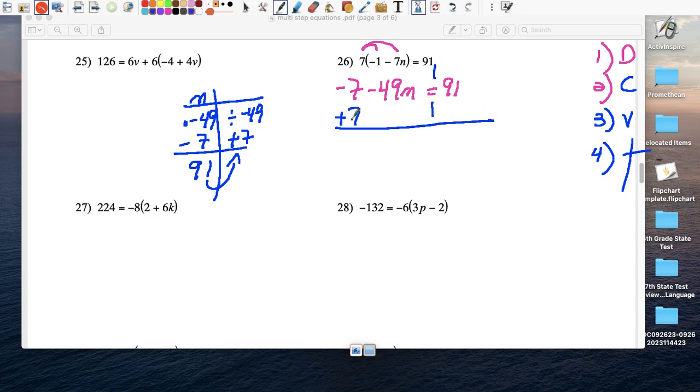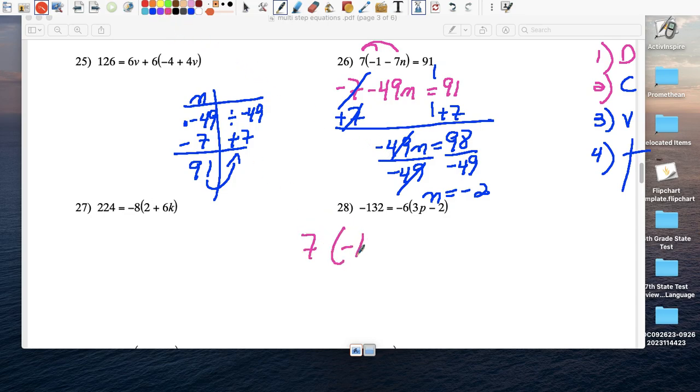So let's do this. Plus 7, plus 7. That one's going to go away. Negative 49n comes down, and this is 98. Step 2, divide this by negative 49, and divide the other side by negative 49. n equals negative 2, because negative divided by negative is positive, and 98 divided by negative 49 is negative 2. So that's my answer. My check: 7 times negative 1 minus 7 times negative 2 equals 91.